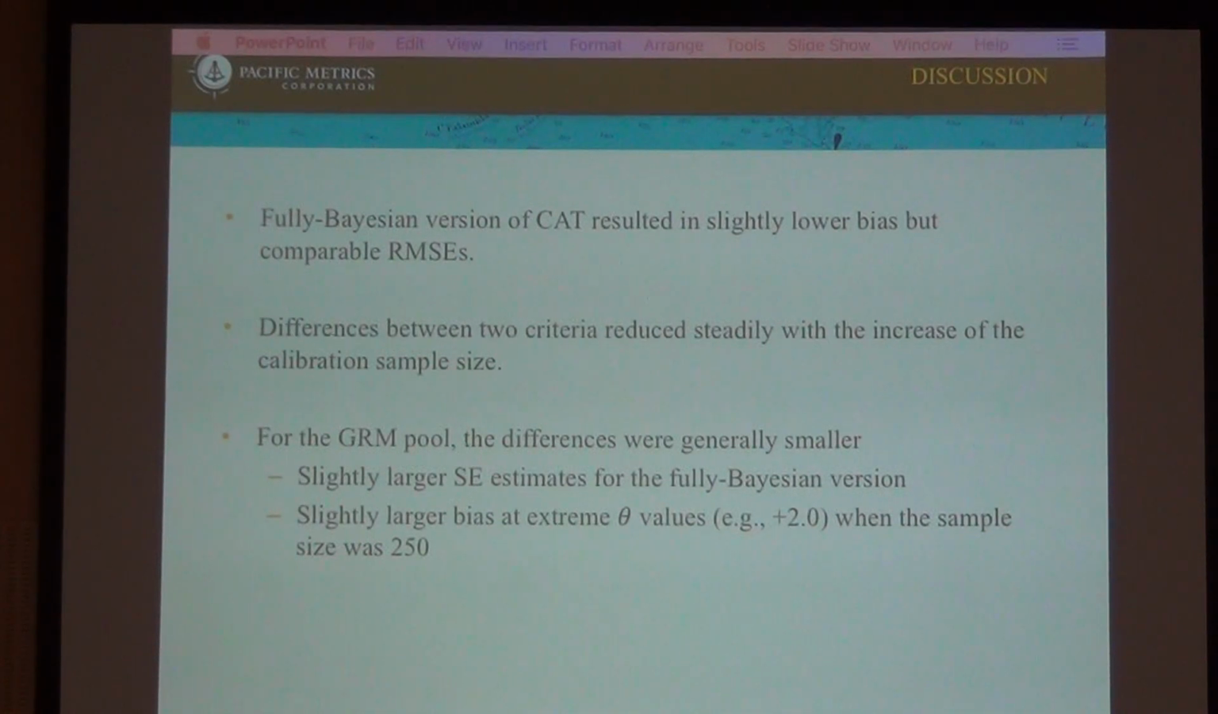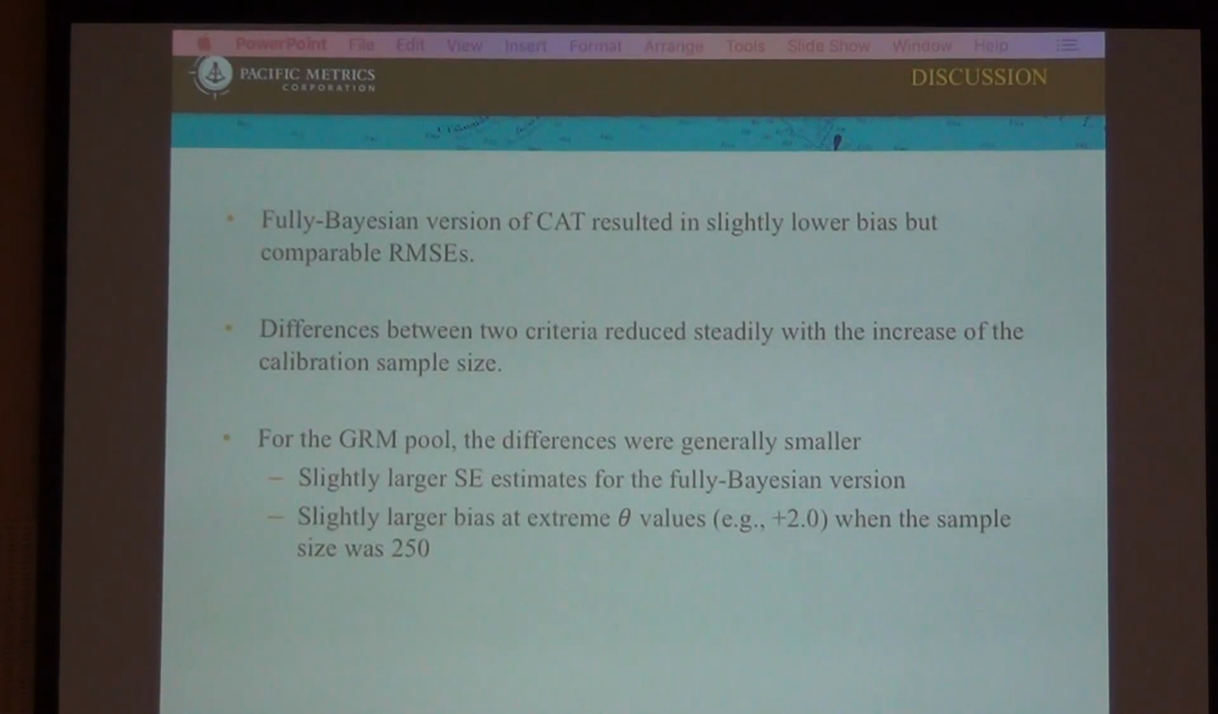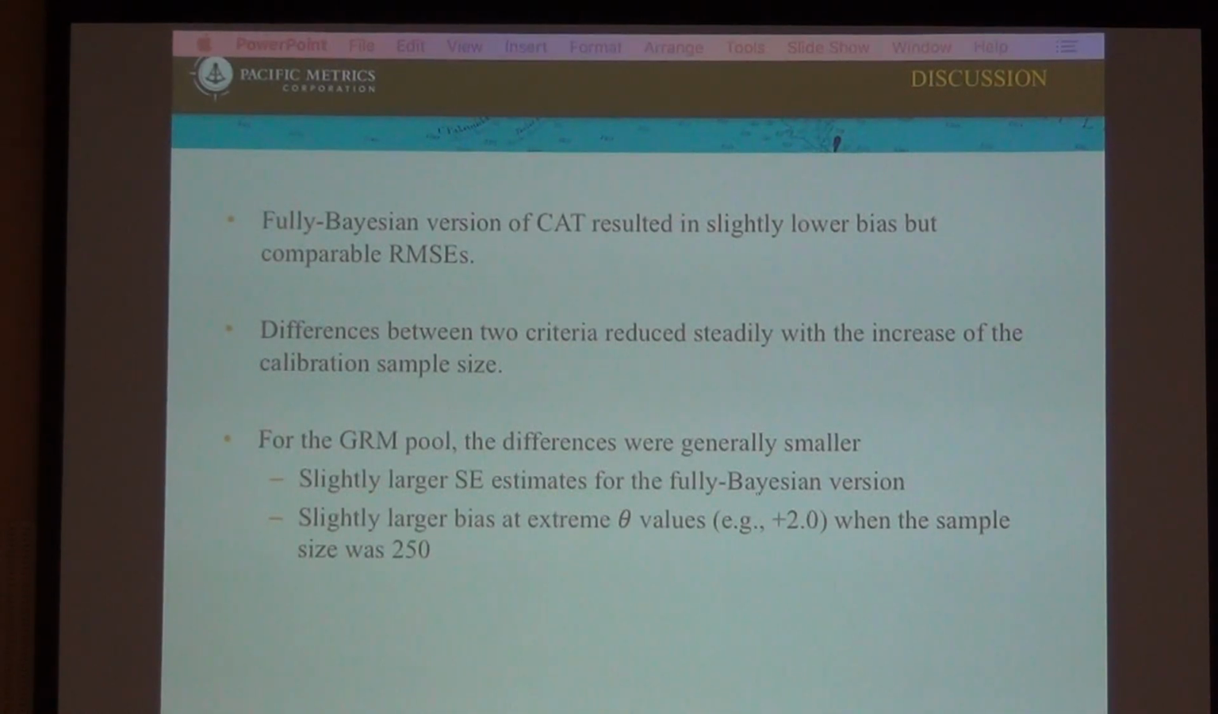Now, this is our conclusions. First, the fully Bayesian version of CAT results in slightly lower bias, but comparable RMSEs. And differences between the two criteria reduced steadily with the increase of the calibration sample size. So probably means if there are less error exists, there will be no difference between these two methods. But if there are some error exists, we will see the difference of these two criterions.